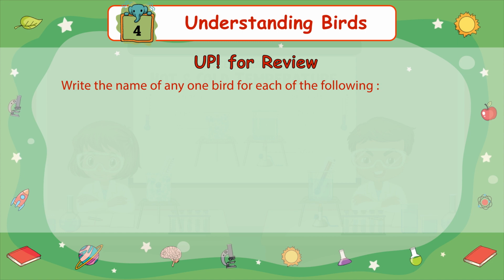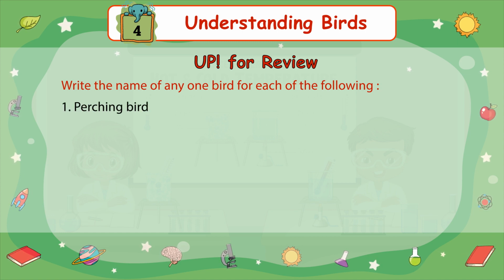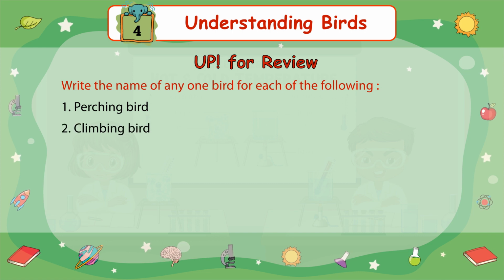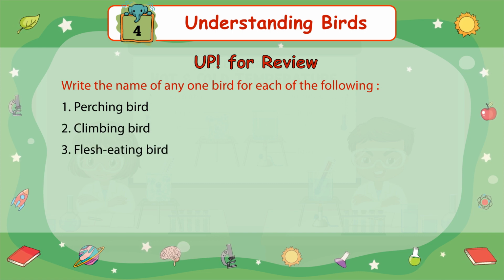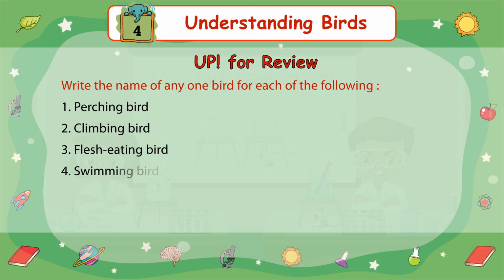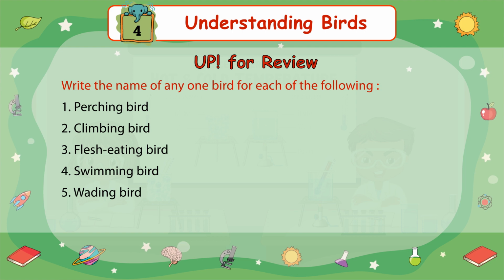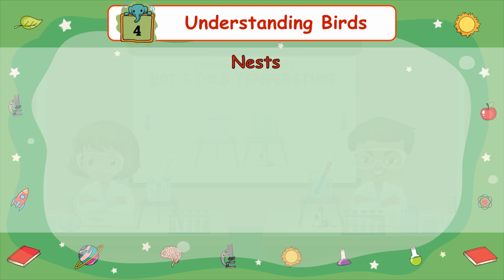Up for review. Write the name of any one bird for each of the following. Number 1, perching bird. Number 2, climbing bird. Number 3, flesh eating bird. Number 4, swimming bird. Number 5, wading bird. Number 6, scratching bird.